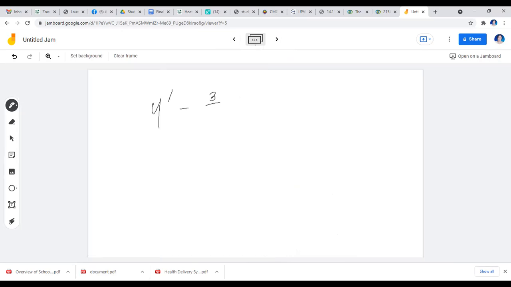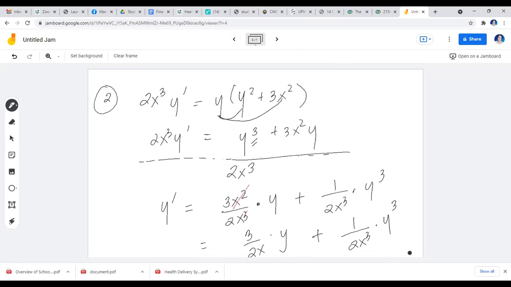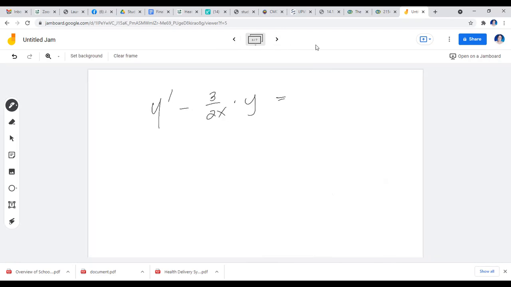So 3 over 2x times y, and it should be equated to, my right side should, sorry. So my right side should be this one, y cubed times 1 over 2x cubed. Now, if you look at this very closely, class, this one is your p of x. This one is your q of x. Right? Now, then the next would be determining the integrating factor.